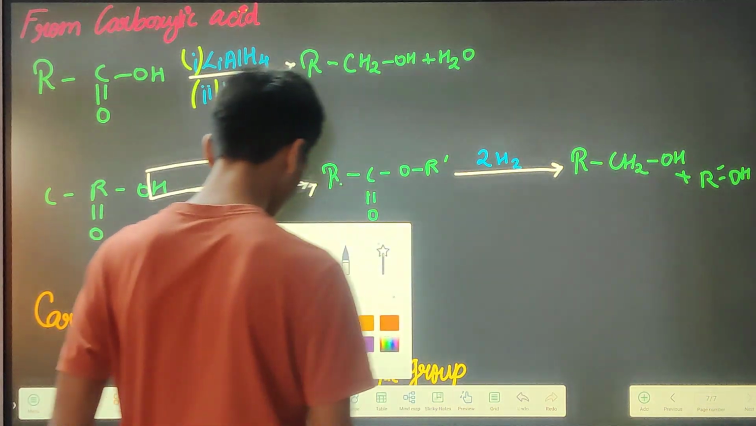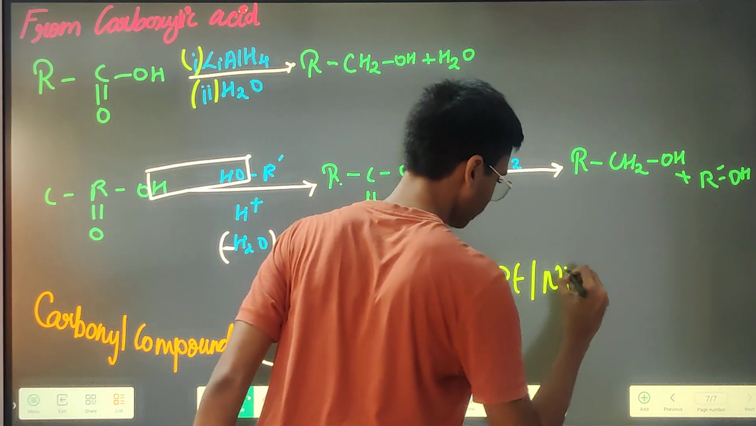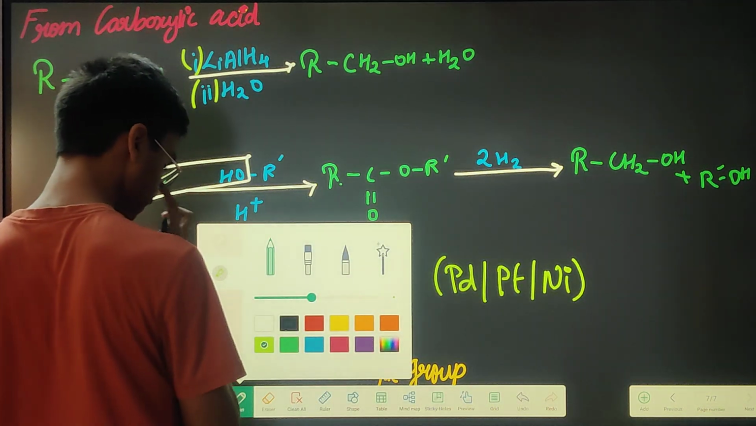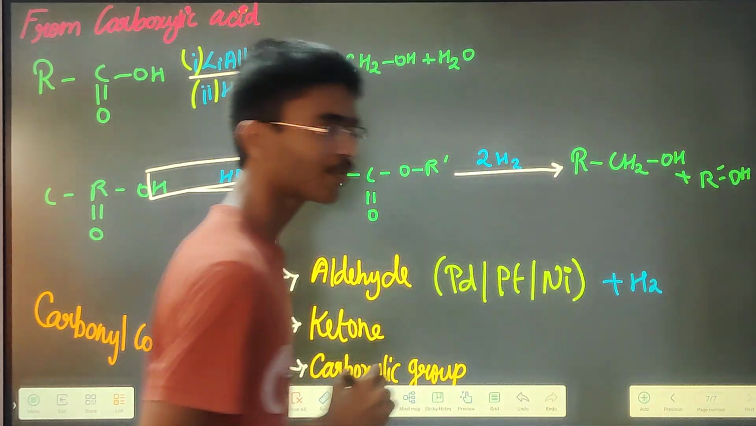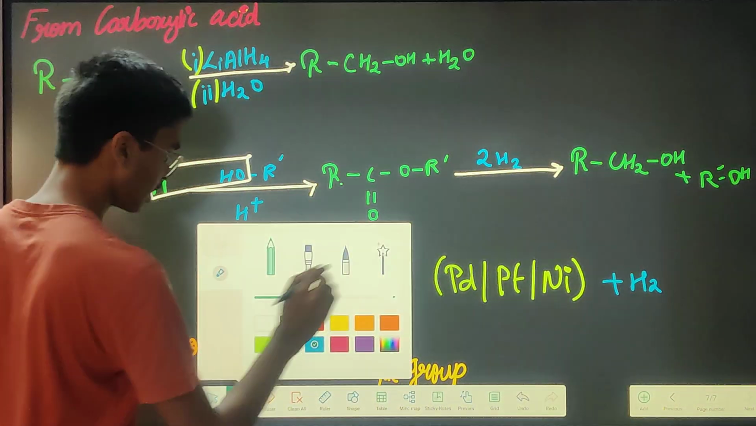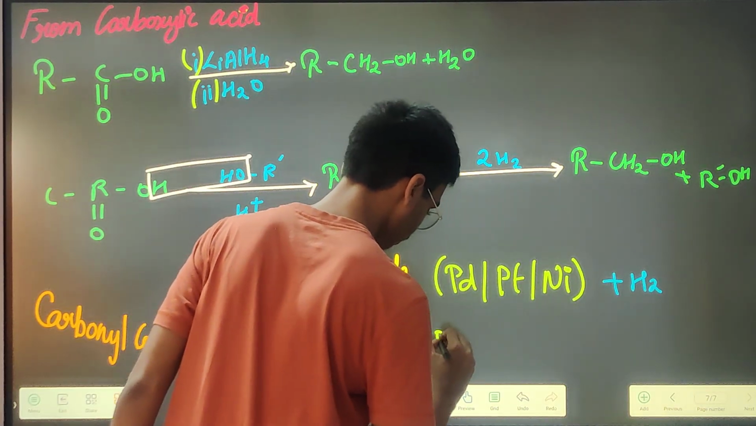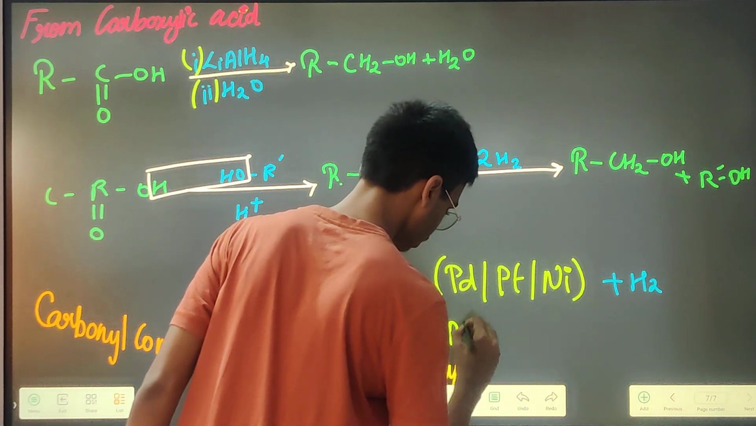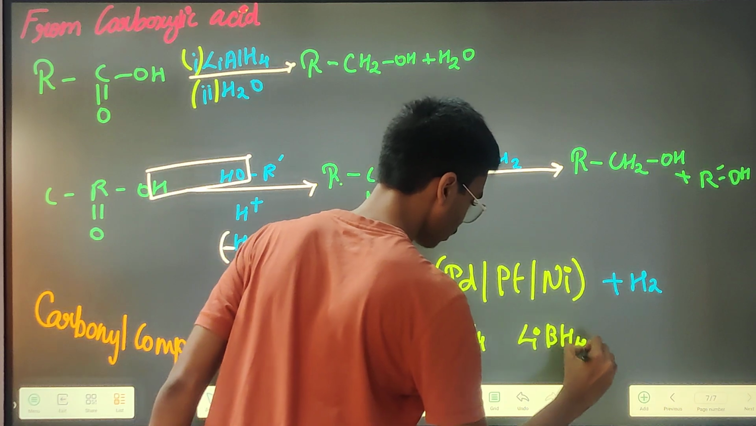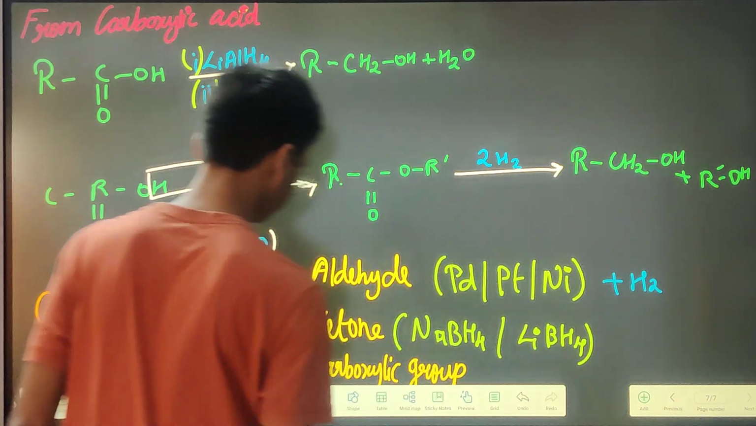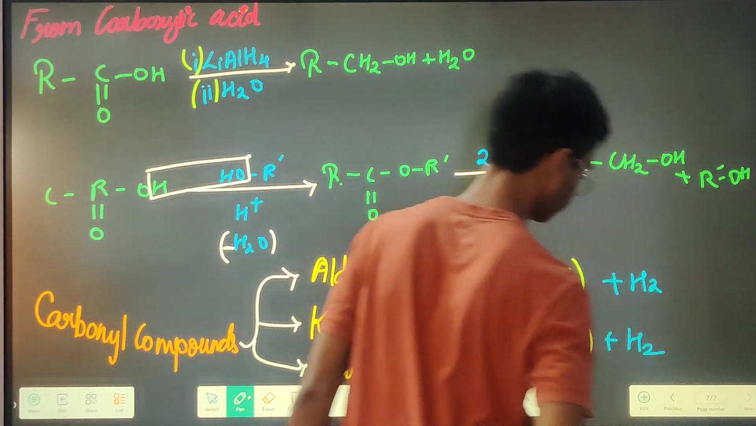Here you can use palladium or platinum or nickel, and you have to hydrogenate it. This is what happens in aldehyde. Then over here you can use either NaBH4 or LiBH4, and as a reactant you have to give hydrogen.